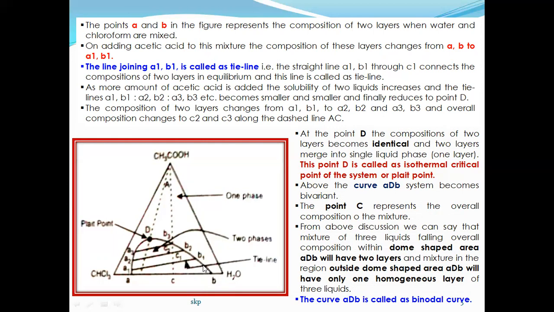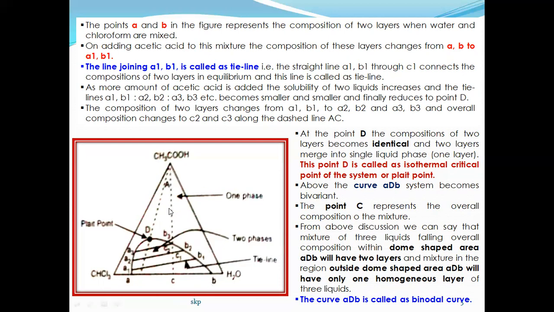again, these two layers will form a homogeneous layer, reducing into one layer as we add increasing amounts of acetic acid. At a certain point, point D, both the chloroform layer and the water layer act as a homogeneous layer. The composition of the two layers changes from A1B1 to A2B2 and finally A3B3, and the overall composition changes to C2, C3 along the dashed line AC.